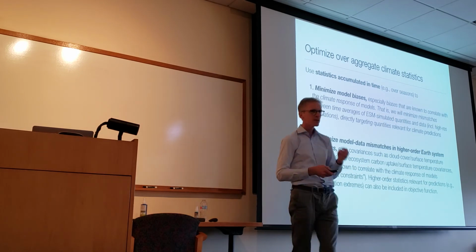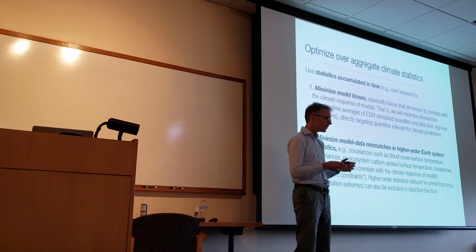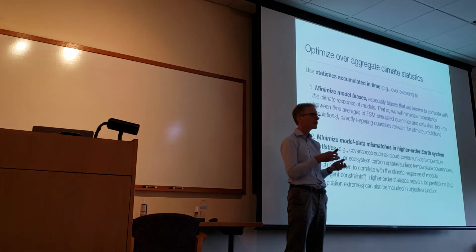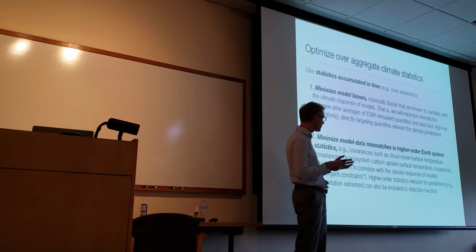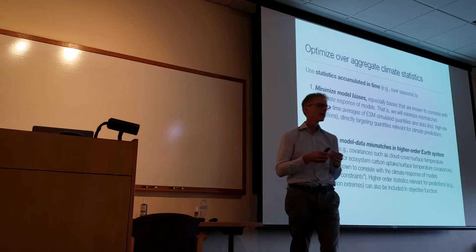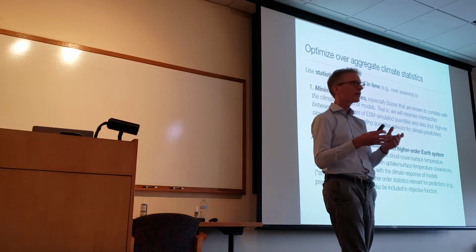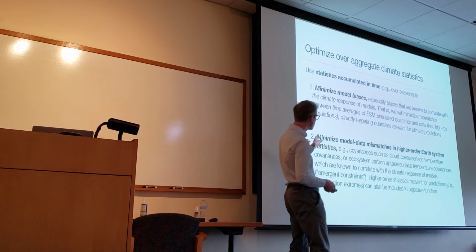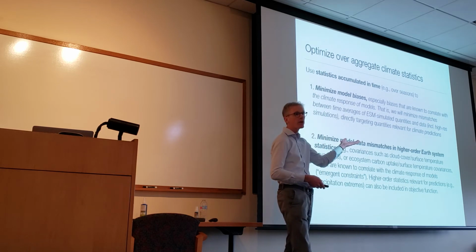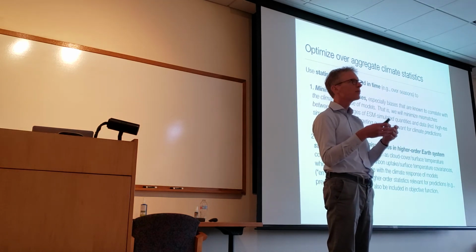Someone asked about emergent constraints yesterday. So an emergent constraint would be, for example, the observation that the covariance between cloud cover and surface temperature in present climate, so on seasonal or interannual time scales, in climate models correlates with the climate response of cloud cover to surface warming. In my terms, that means there's a fluctuation dissipation relation: the covariance between cloud cover and surface temperature in the present climate correlates with that in a warming climate. And that's something you can directly use. You can minimize model-data mismatches in covariance terms, like cloud cover and T covariances. That would mean directly using an emergent constraint to inform a model.